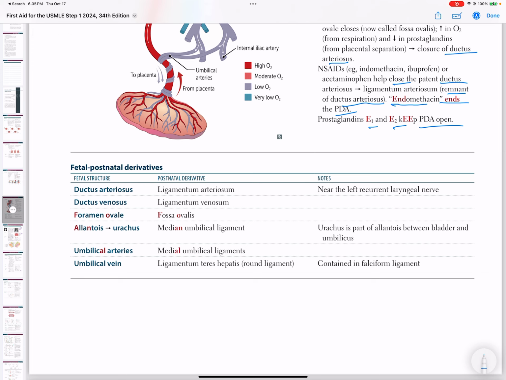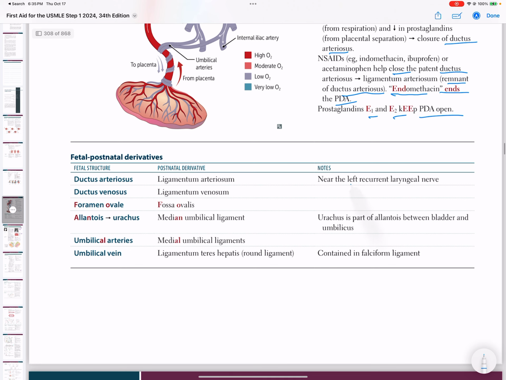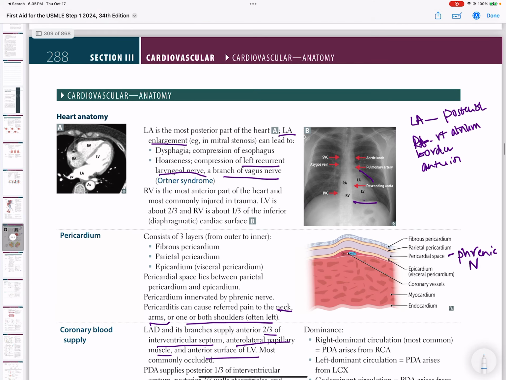Postnatal structures, which are derivatives. From the ductus arteriosus, we have the ligamentum arteriosum. It is near the left recurrent laryngeal nerve. Ductus venosus, ligamentum venosum. Foramen ovale, fossa ovalis. Allantois to urachus, that is the median umbilical ligament. Urachus is a part of the allantois between the bladder and umbilicus. Umbilical arteries, that is the medial umbilical ligaments. Umbilical vein is the ligamentum teres hepatis. This is a round ligament contained in the falciform ligament.